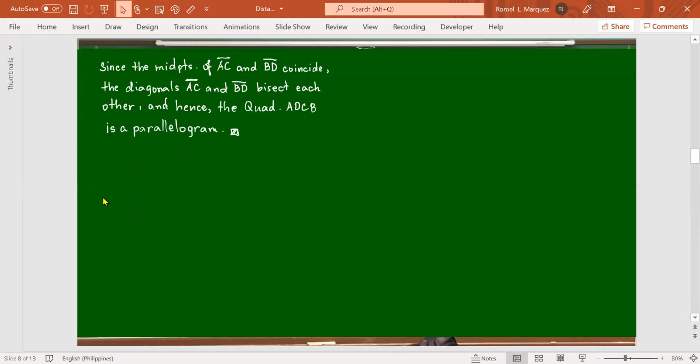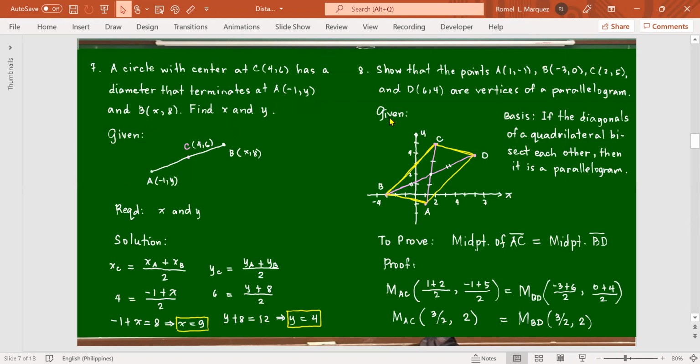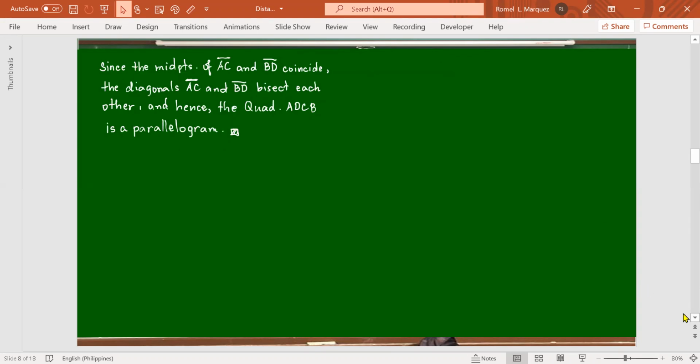Let us have the last one. What number are we now? Actually, when we go to the concept of parallel lines, another way to prove is to show that opposite sides are parallel, to be a parallelogram. Number 9.